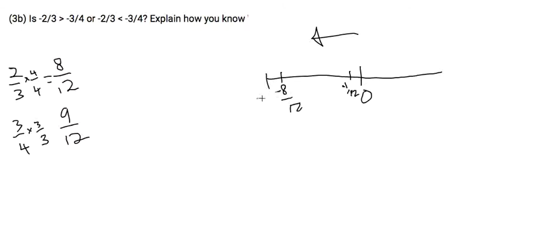Then right next to that would be negative 9/12. And like we said, anything farther to the right is going to be a greater value. So we know that 2/3, which is 8/12 here, if we have negative 2/3, that's going to be greater than negative 3/4.